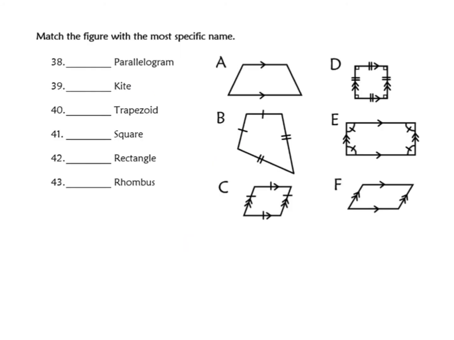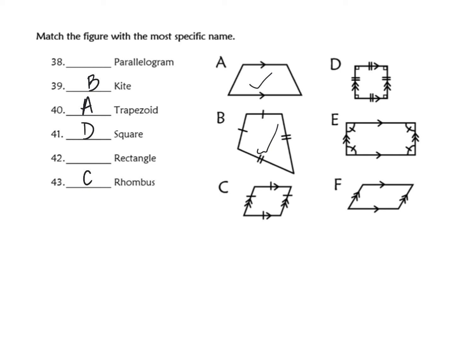Okay, the next one here we have matching. Sometimes maybe it's easier to work with the pictures backwards. I know A is a trapezoid. B is a kite. D over here is a square because I have the right angles, parallel sides, and all 4 sides congruent. So D is my square. C here is a rhombus. All 4 sides are congruent, but we don't have right angles. That has to be a rhombus.